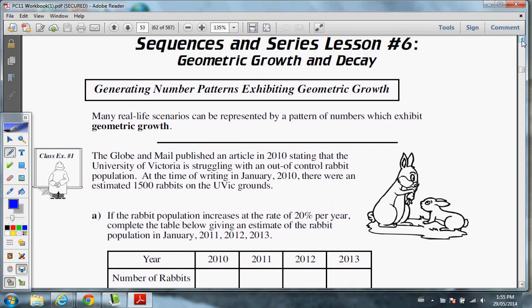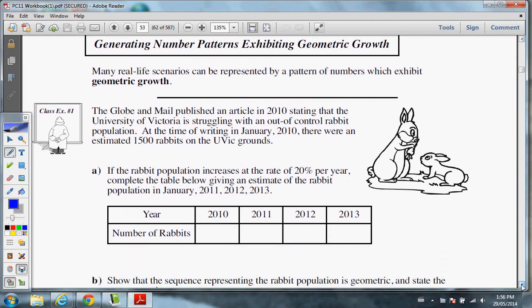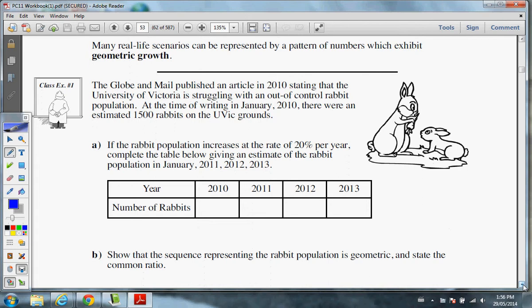Again, we're kind of going in a pattern here. We did arithmetic sequences, arithmetic growth and decay, arithmetic series. We just did geometric sequences. Now we're on growth and decay. Tomorrow will be series. So it's on that same pattern with these two main concepts of arithmetic and geometric growth.